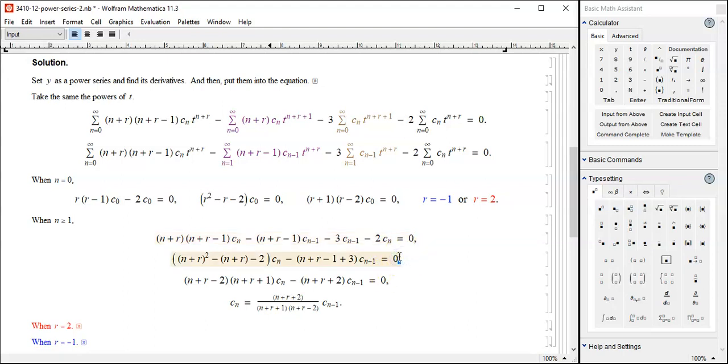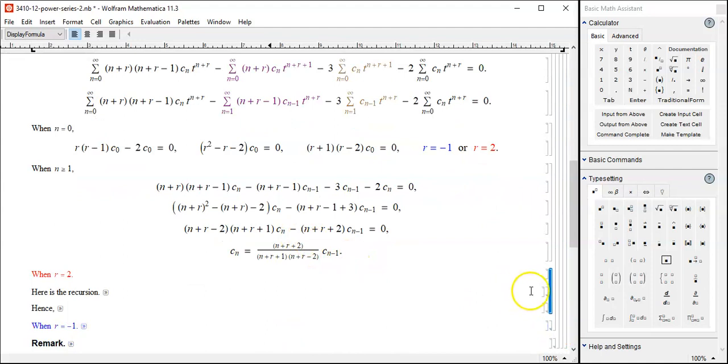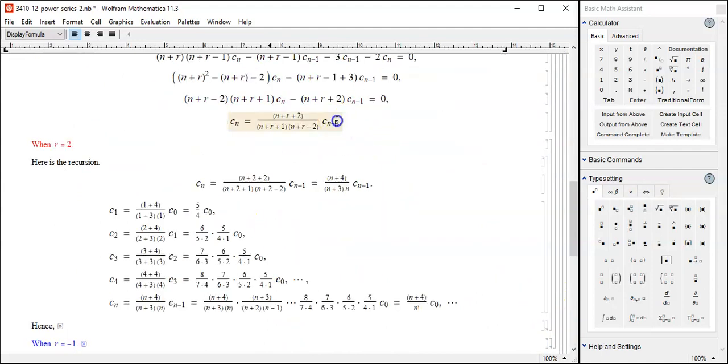Take the like terms together, simplify and solve. It's a tedious process actually. Elementary but tedious. But in any case, you can solve it. Okay, when R is equal to 2, plug in R equals 2 there. R equals 2 into this recursion, then we're going to get this expression.